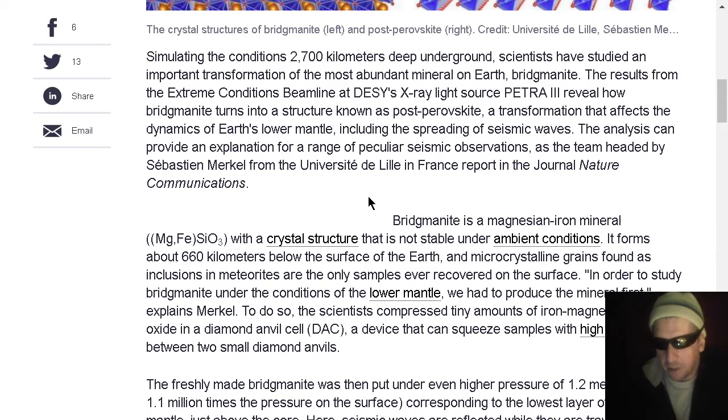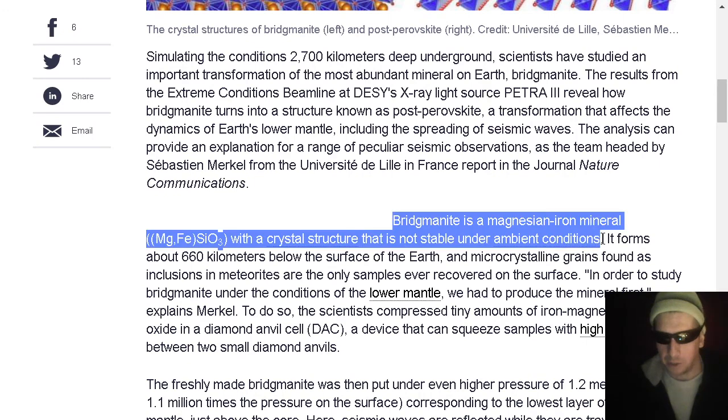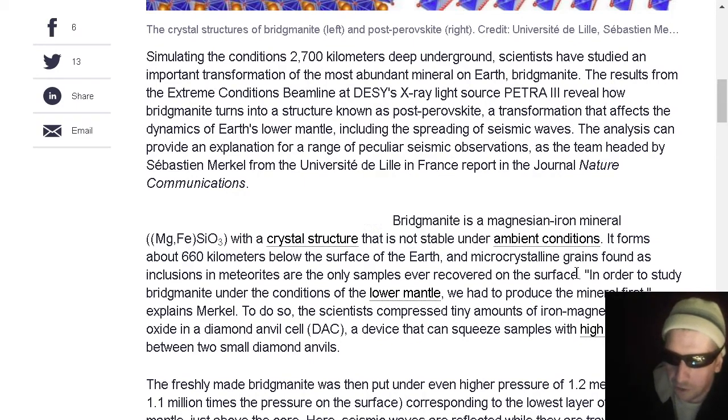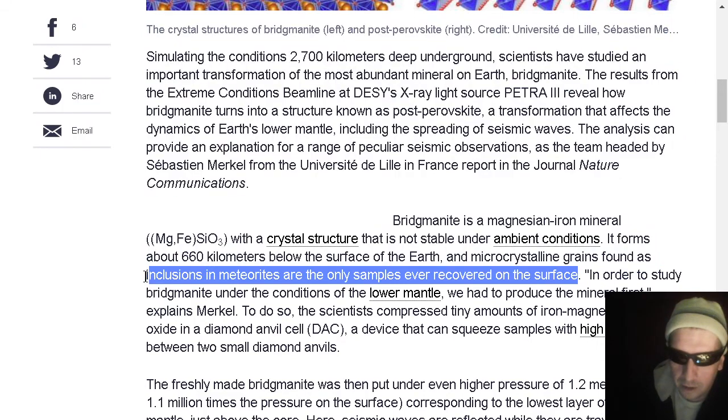Bridgmanite is a magnesium iron mineral with a crystal structure that is not stable under ambient conditions. It forms about 660 kilometers below the surface of the Earth, and microcrystalline grains found as inclusions in meteorites are the only samples ever recovered on the surface. Please leave a comment if you think that sounds like conjecture.